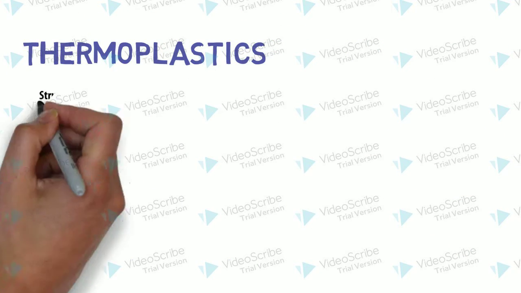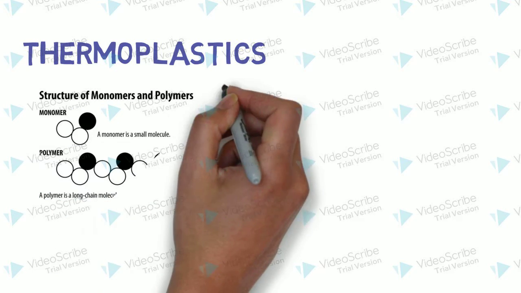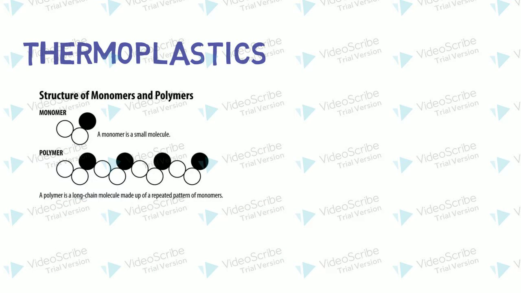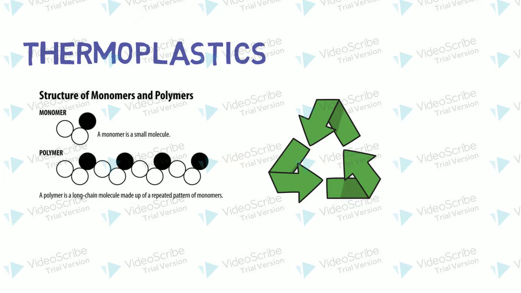What are thermoplastics? Thermoplastics are polymers of repeating units of monomers that are joined together by intermolecular forces of attraction, resulting in a linear or blunt structure. They can be recycled as they are unable to withstand high temperatures.